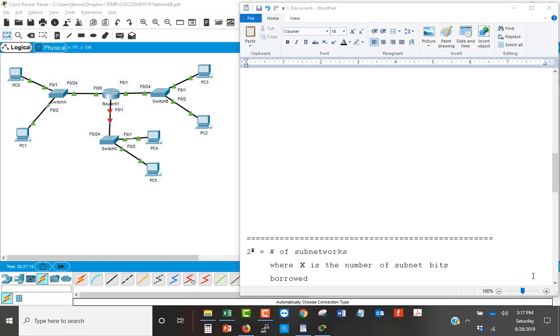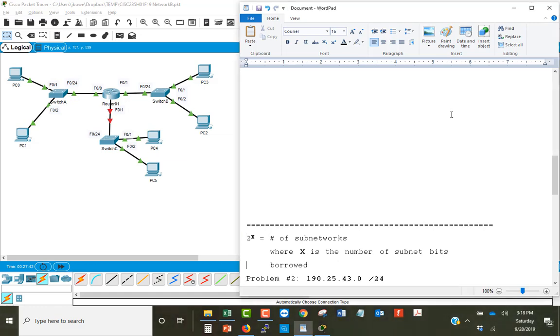All right, let's move over to the right. And if you recall, our formula 2 to the x is equal to the number of subnetworks, where x is the number of subnet bits that I must borrow. Okay, moving further down, our second problem, same network ID as we had before, and again a CIDR notation of /24, meaning that there are 24 bits in the subnet mask and 8 host bits.